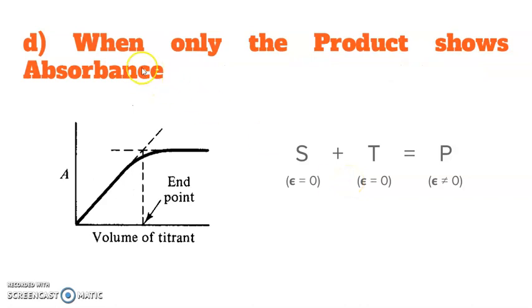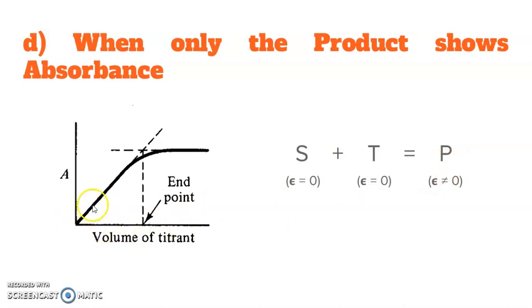The fourth case, when only the product shows absorbance. Very interesting. I mean to say the epsilon is not equal to 0 for the product, whereas for the substrate and the titrant, the epsilon is 0 and they are colorless. A case where I have the substrate in my flask and I am adding the titrant, which is again colorless. The substrate and titrant both are colorless. When I add titrant to the substrate, the product starts forming, and that product will tend to show some absorbance.